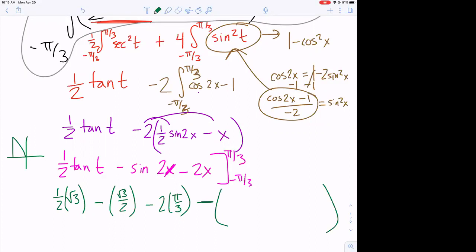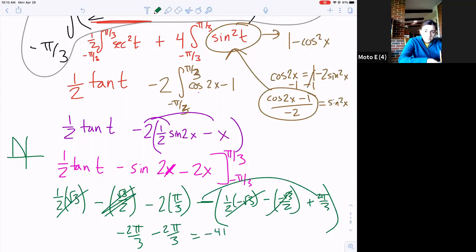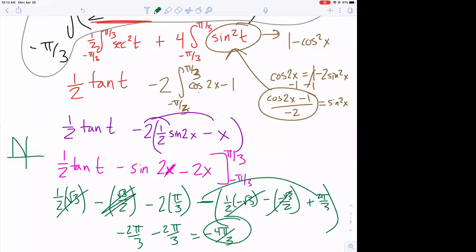Then when you subtract out, these actually go away, so that's nice. So you just get -2 pi/3. And then if you subtract out what you get when you plug in negative pi/3, be 1/2 times -√3 minus -2 pi/3 would be -√3/2. So these cancel out again. And then plus, why am I getting a negative? That's very bizarre. I get -2 pi/3, and that doesn't make any sense.